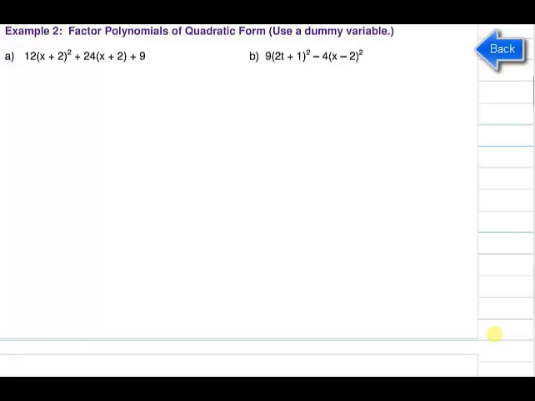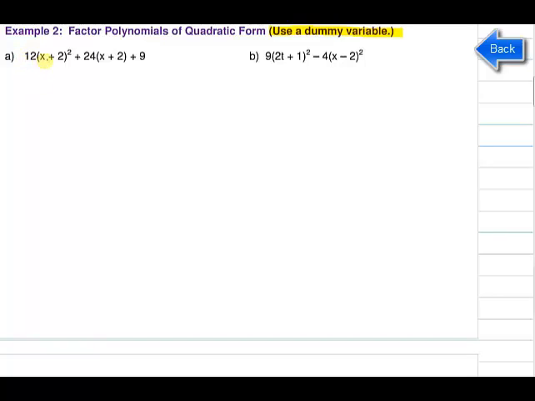In our next example, we're going to continue factoring polynomials in the quadratic form, and the difference this time is that we're going to use what's called a dummy variable, and I will explain what that is as we go along. So some of this will be new and some of it won't be. You already know how to factor trinomials and difference of squares. What's going to be new is using the dummy variable. So let's take a look at question A that we have.